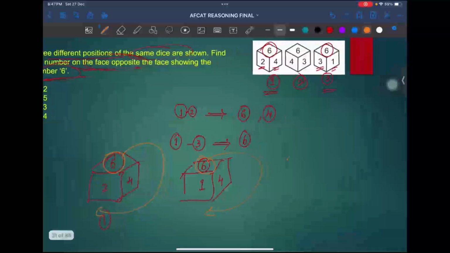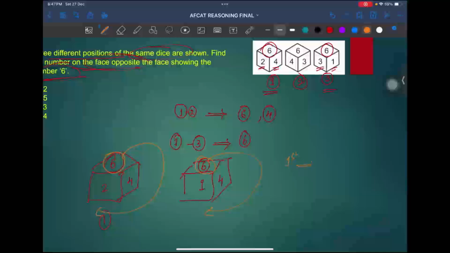Clockwise in the sense, the first dice I should write as 6, 4, 2. It is very important that you write it in a clockwise order itself, because if you write one in a clockwise and another in an anti-clockwise, your shortcut trick will become invalid. So it is important to write in a clockwise order.